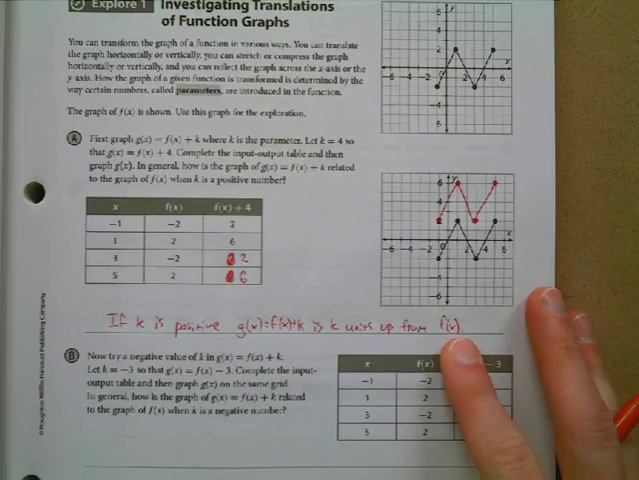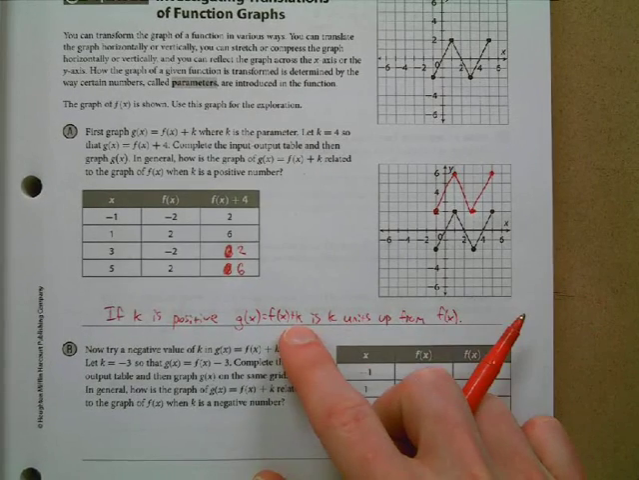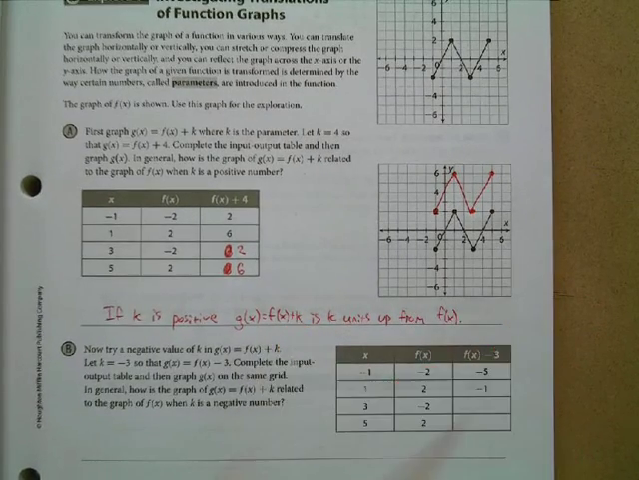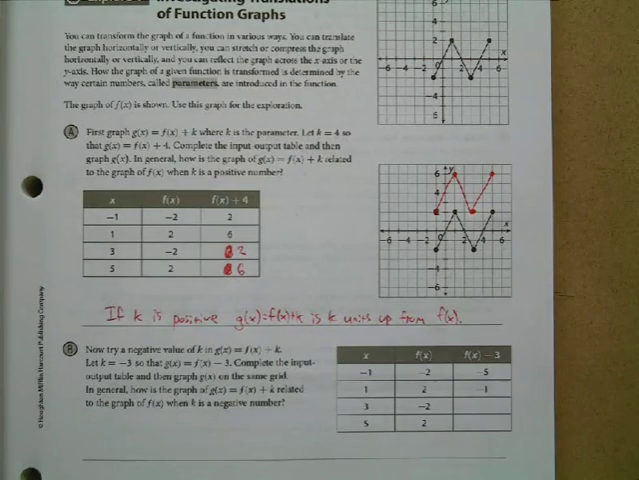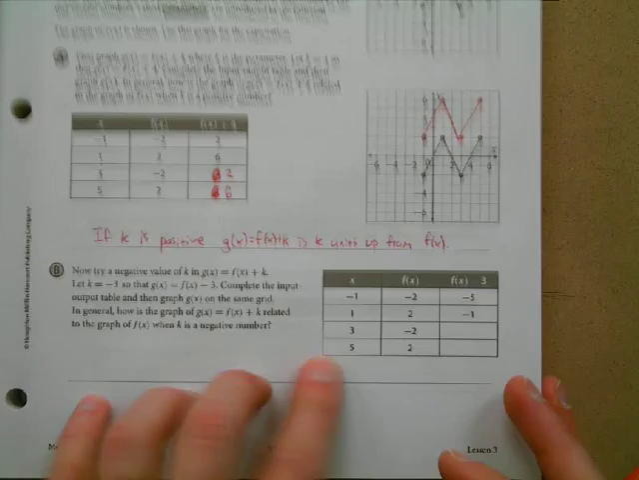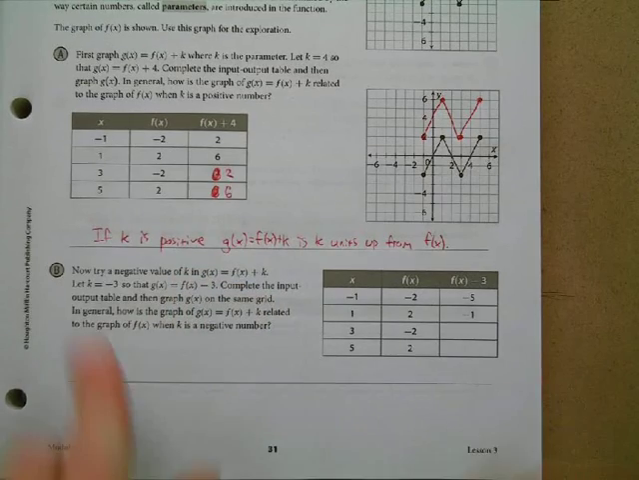So you guys try here letter B. Now try a negative value of k in g of x equals f of x plus k. So you're going to make k negative 3. And so go ahead and just fill in the rest of this table and then graph it right here on that same graph to see what happens.